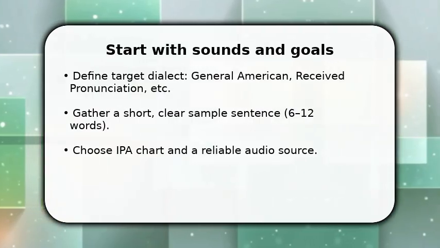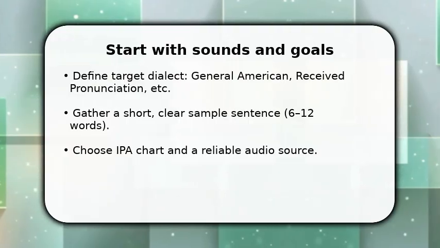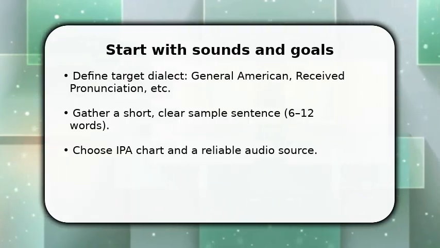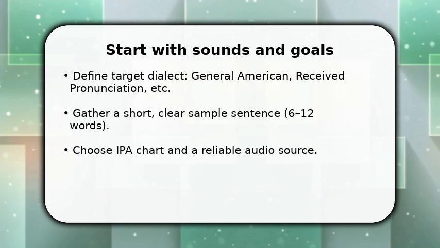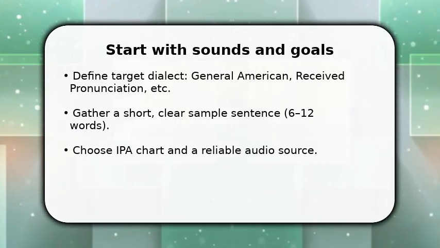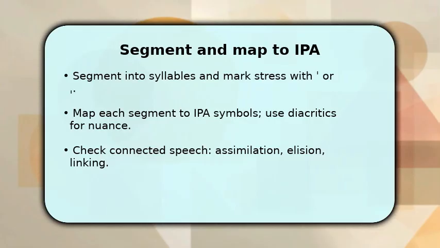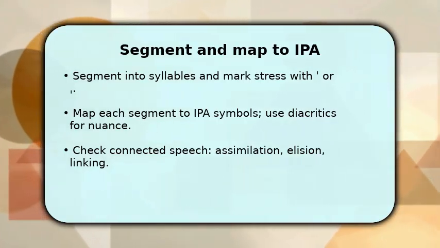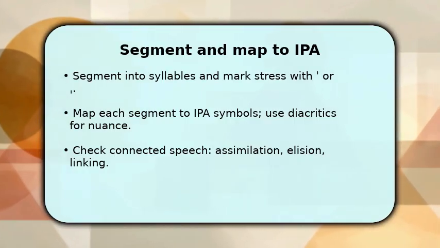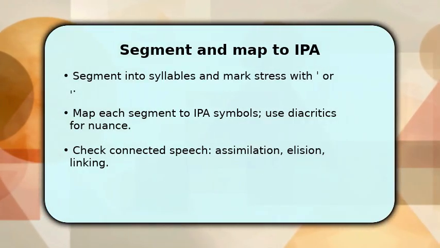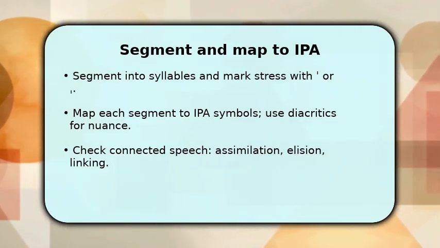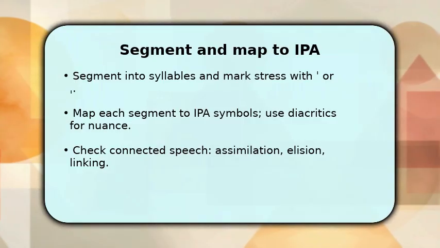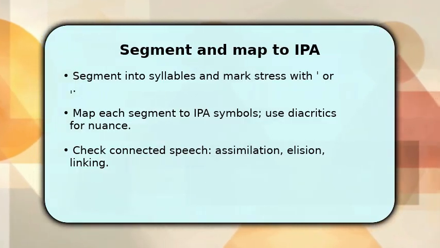This approach minimizes guesswork and sets a concrete scope, so every subsequent step transcribes sound by sound rather than guessing from spelling. Now you slow the audio and segment into syllables, marking primary and secondary stress as you go. For each segment, map the perceived sound to its IPA symbol, adding diacritics for length, nasalization, or aspiration when necessary. Once mapped, examine connected speech patterns, linking consonants, vowel reduction, or elision, and adjust symbols to reflect those processes.